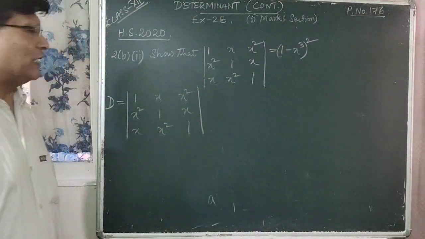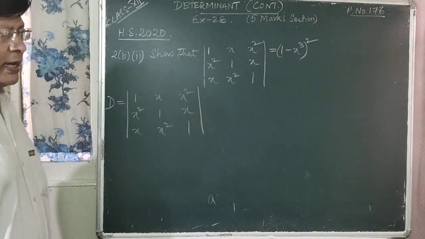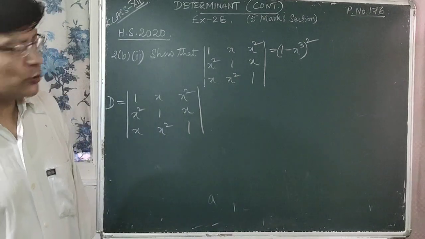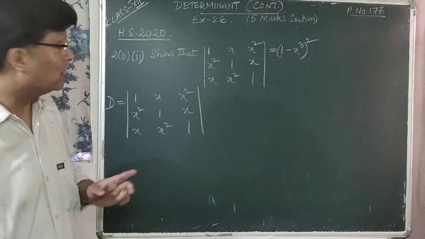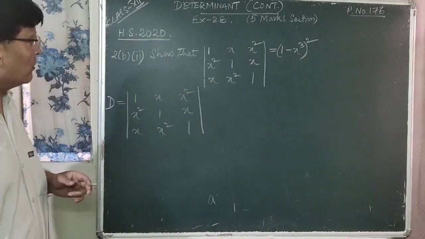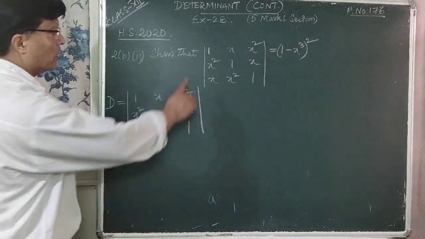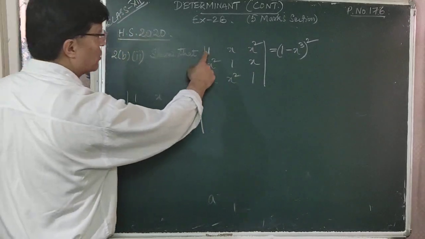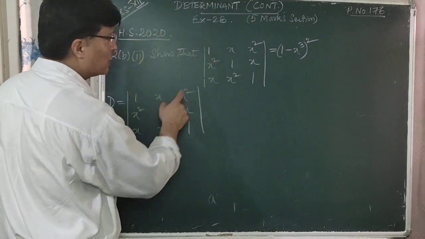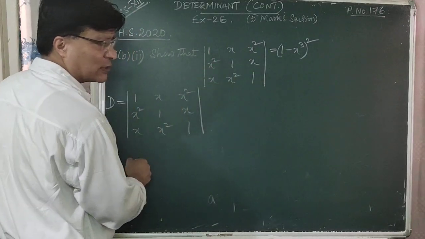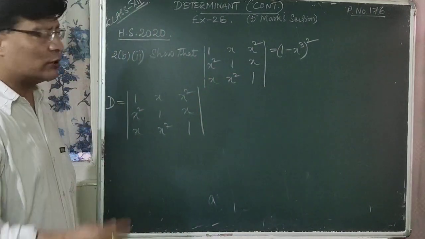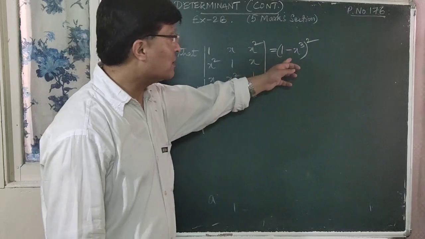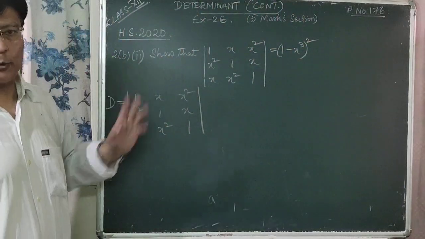Now let's do this question from higher secondary question paper. So this had come this year, that is 2020. The question is, you have to show that the third order determinant, first row 1, x, x square, second row x square, 1, x, third row x, x square, 1, is equal to, you have to prove that, (1 minus x cube) whole square. Let us prove it.